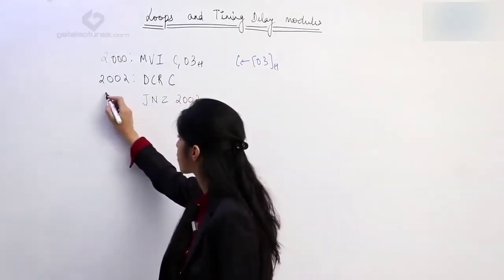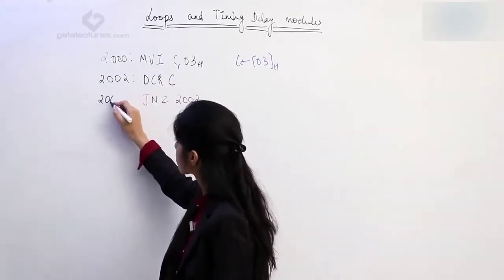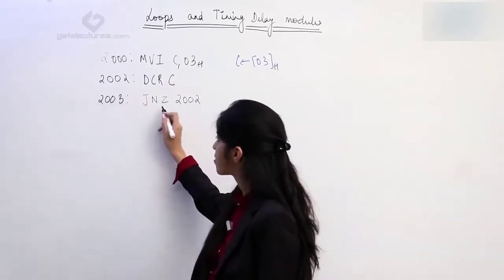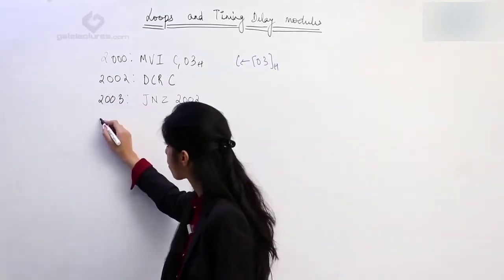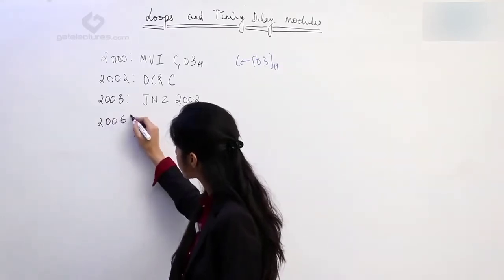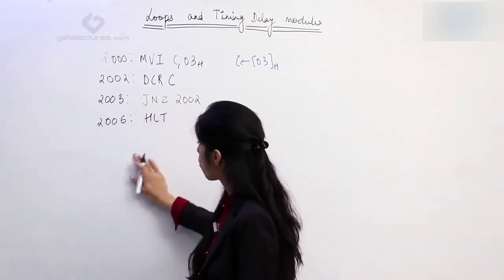Okay, first let us write the program. This is a 1-byte instruction, so the address for this instruction is going to be 2003. This is a 3-byte instruction, so the next instruction is going to come at 2006. There I am giving halt.